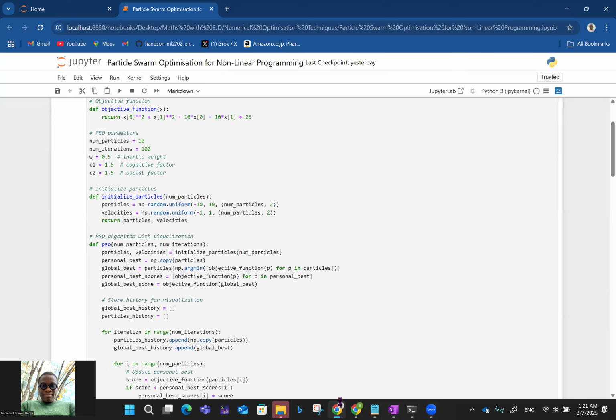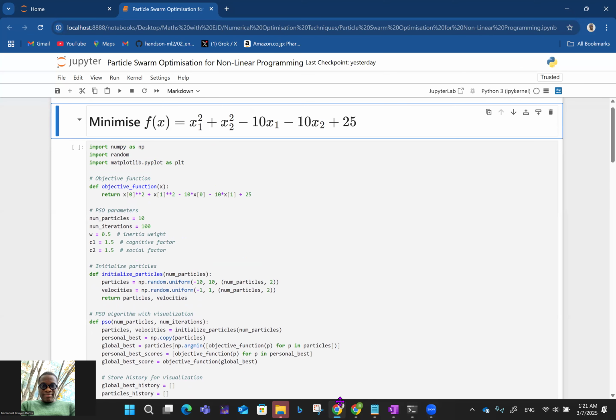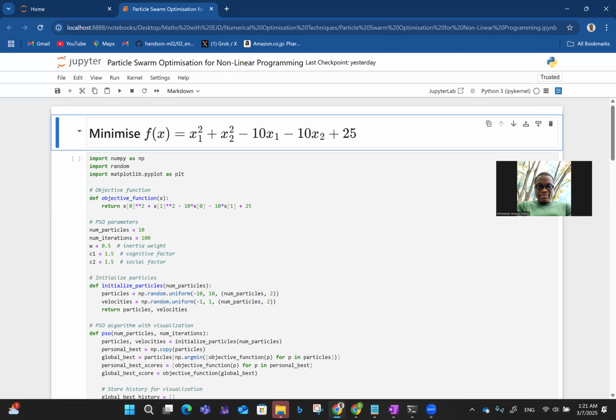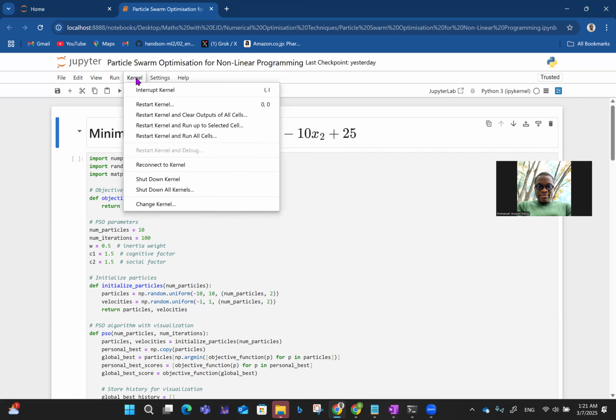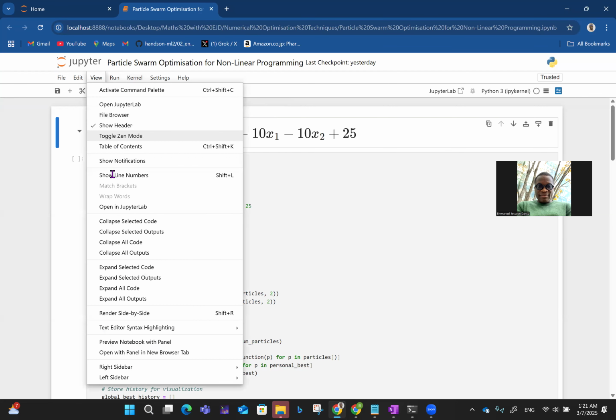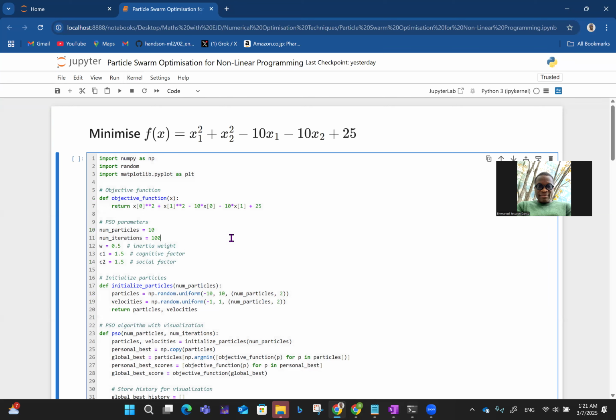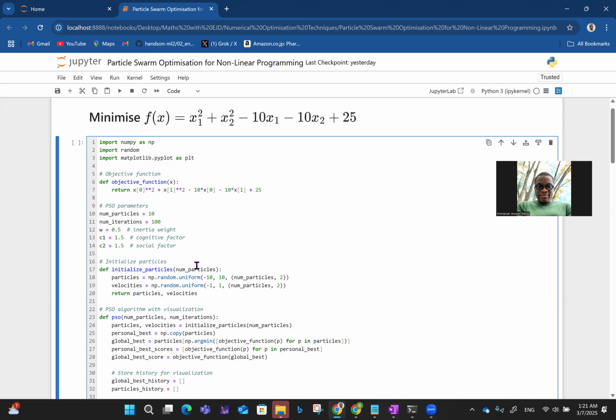Yeah. So here for the first one, we have the nonlinear expression like that, with the equation at the very top of that. So x1 squared plus x2 squared minus 10x1 minus 10x2 plus 25. So here we define the expression in line 7, and then the number of particles we say 10, number of iterations we say 100. We can increase that, we can reduce it as we like. Inertia weight, that's 0.5. C1 is the cognitive factor, C2 is the social factor. We can change these values as you like.